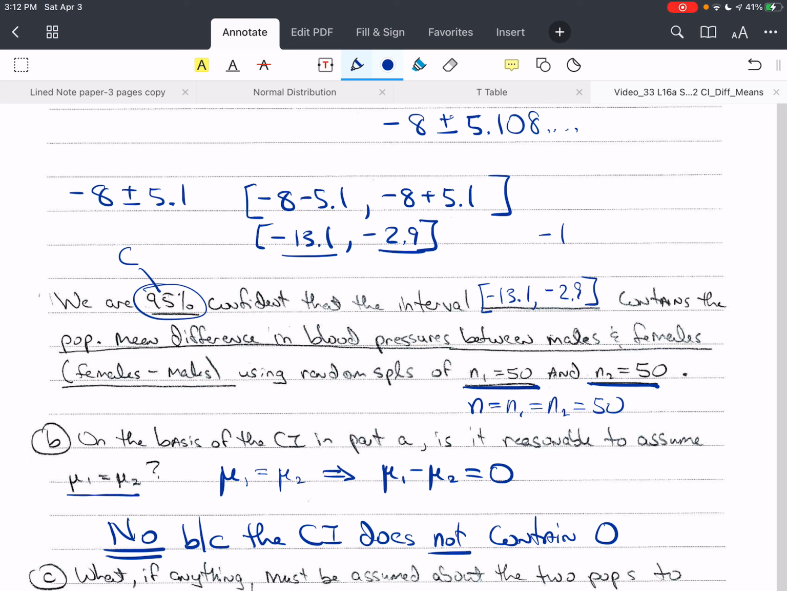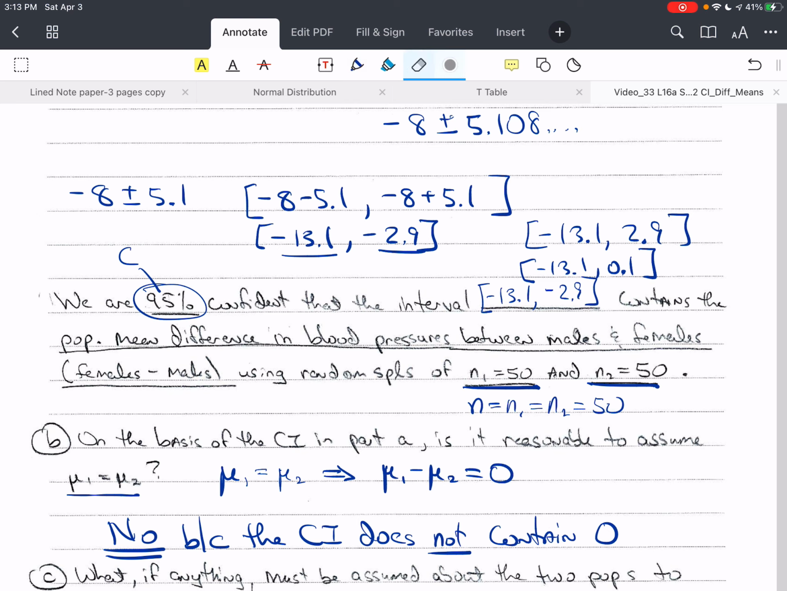If this were negative 13.1 to positive 2.9, then the answer would be yes. You say, well, what if it was negative 13.1 to positive 0.1? It would still be yes. 0 is inside the interval. It doesn't matter how close to the edge it is. As long as it's in the interval, then in this case, 95%, at that confidence level C, we could say that they're equal.